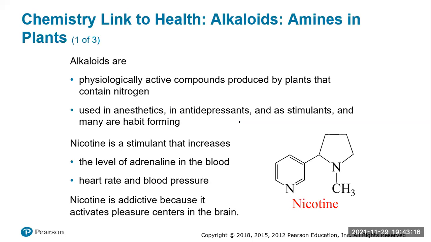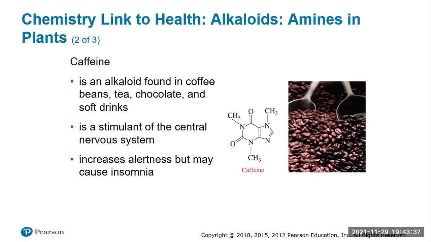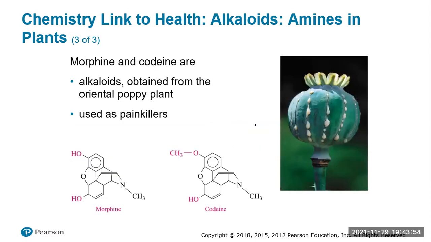Alkaloids are amines that are in plants, and they can also be found basically as a stimulant in things like nicotine. Again, you can see our amine functional groups in these compounds. Caffeine as well. We can see caffeine, also an amine, also referred to as an alkaloid. And again, there are our amine groups on that compound. Morphine and codeine as well. Again, you can see the amine groups here.